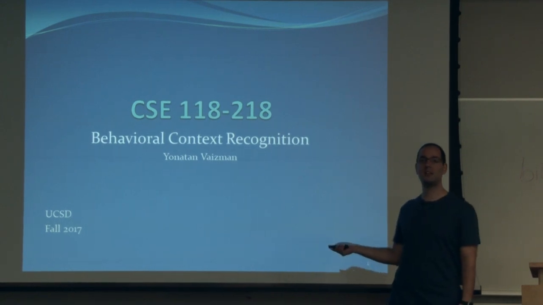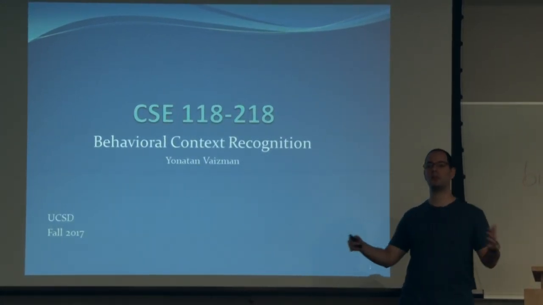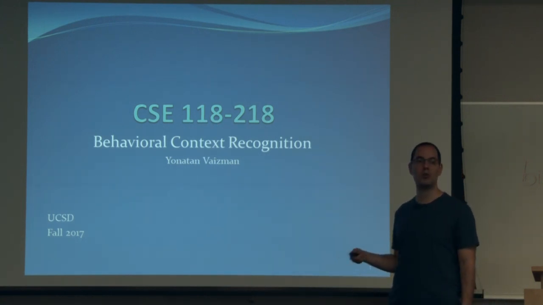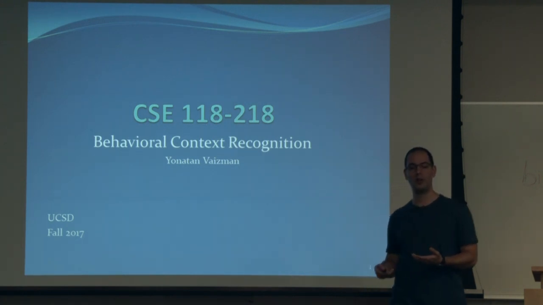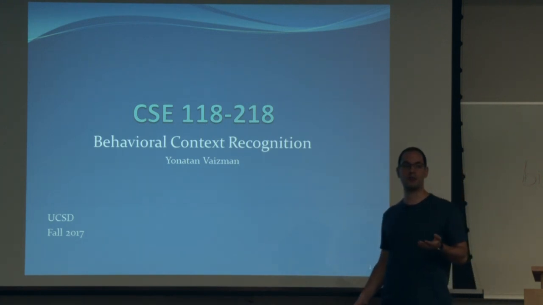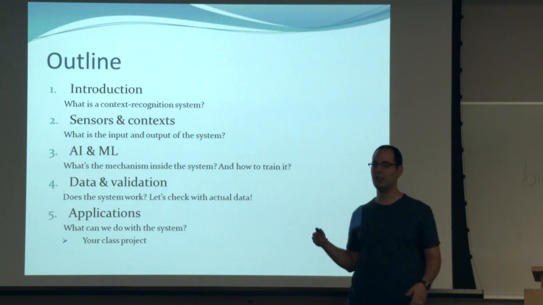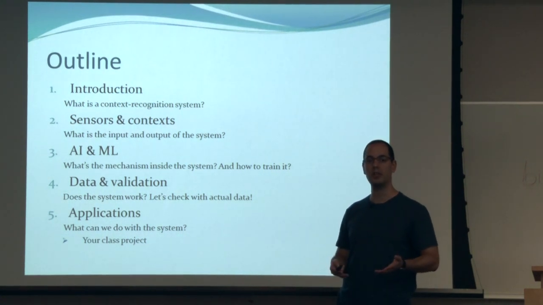This is a key aspect of how to make technologies more ubiquitous or more disappearing in the background. The idea is that the system should be smarter and more aware of what is going on, more aware of our behavior. So I'll give this talk from my own perspective as a fellow student and a researcher in this field. I'll start by explaining how I got to work on this research field and what is context recognition.